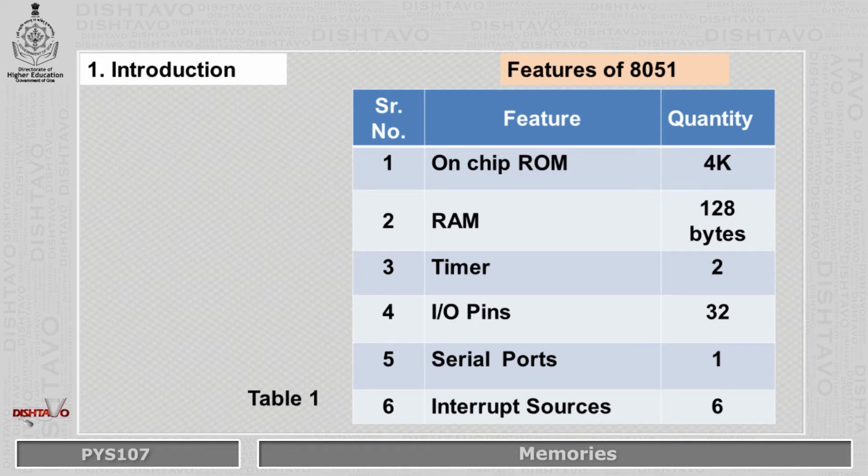Dear student, in the previous module, we have learned about the different hardware aspects of the 8051 microcontroller. Let us revise the unique features of 8051. The features of 8051 are shown in table 1. 8051 has on-chip 4K ROM. 8051 has 128 bytes of RAM. It has 2 timers. It has 32 input-output pins. 8051 has 1 serial port and 6 interrupt sources.